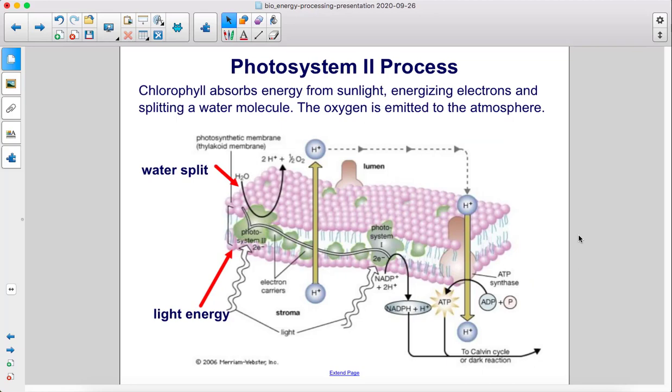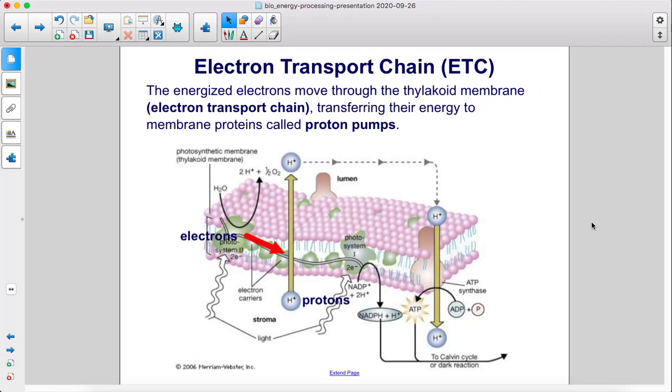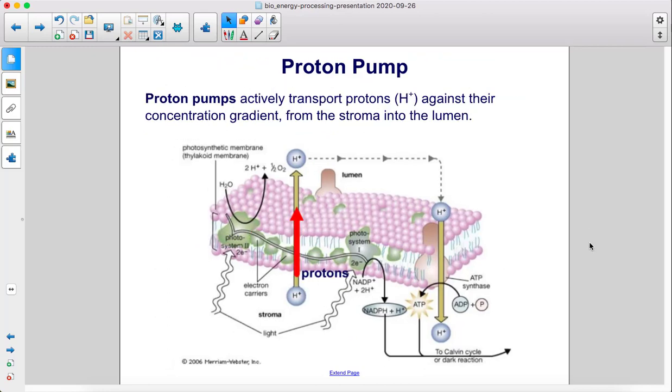Chlorophyll absorbs energy from sunlight, energizing electrons and splitting a water molecule. The oxygen is emitted to the atmosphere. The energized electrons move through the thylakoid membrane, the electron transport chain, transferring their energy to membrane proteins called proton pumps.